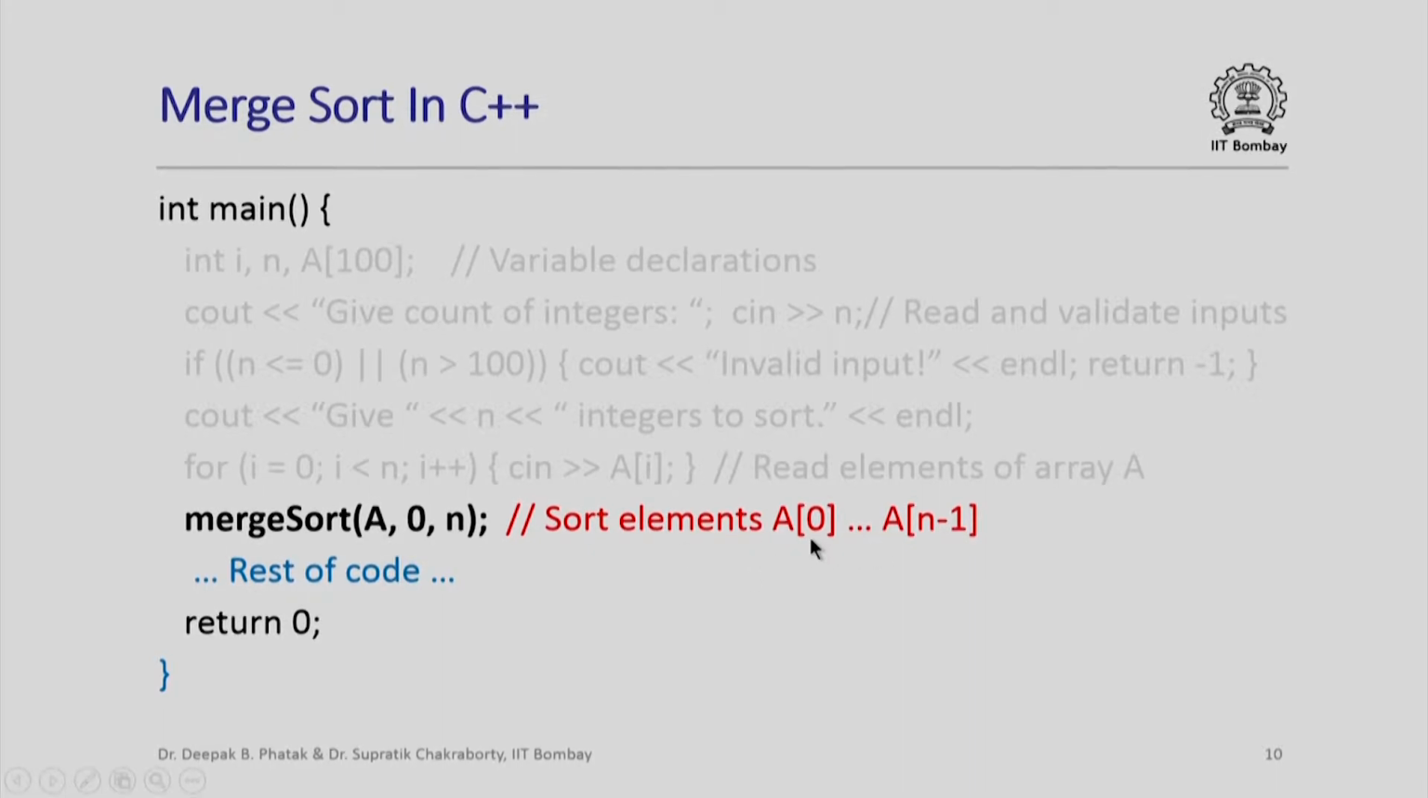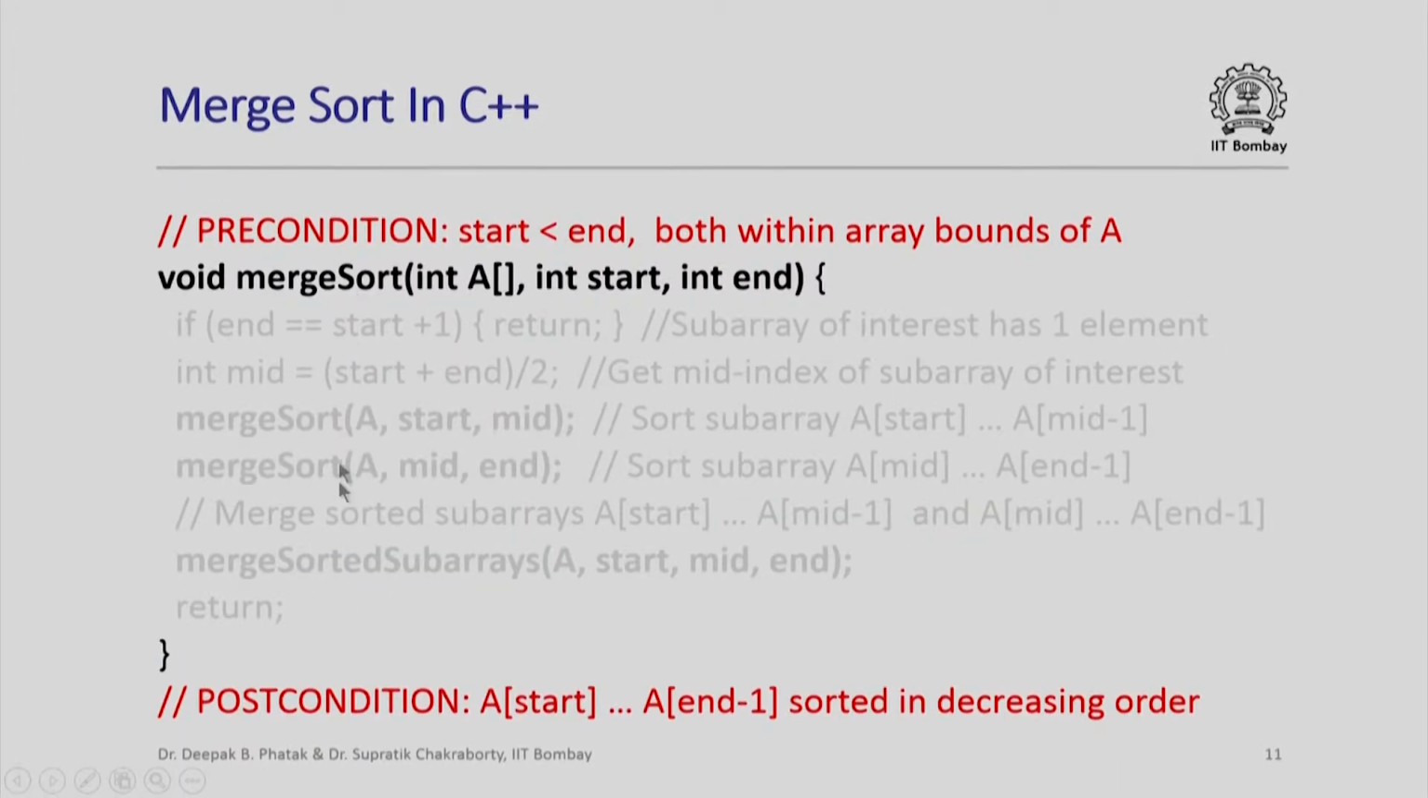So basically I want to sort the elements A0 through AN-1, and after that we could have some other code which does something as yet unspecified with this sorted array, and finally we return 0. Now what does the function merge sort look like? Here is how it might look.